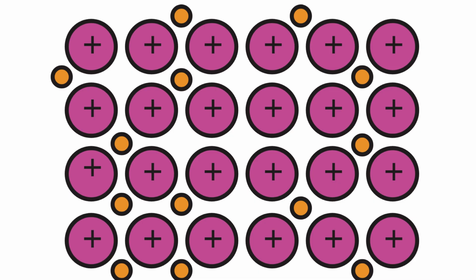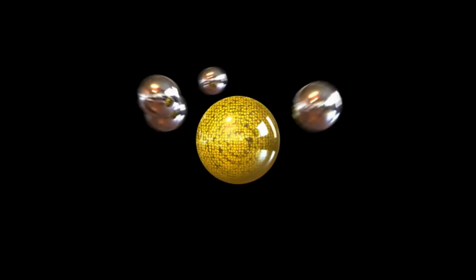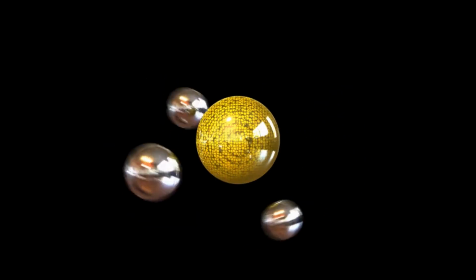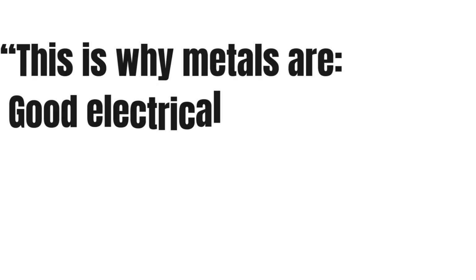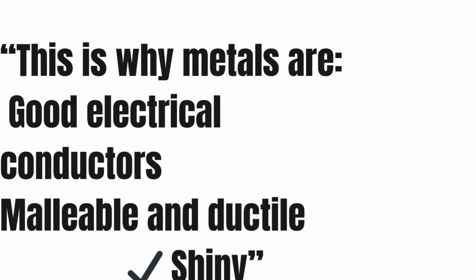The same is also depicted in the following video clip, showing how the sea of electrons, shown as silver gray spheres, will be moving up and about around the metal ions, yellow spheres. This is why metals are good electrical conductors, malleable, ductile, and shiny.